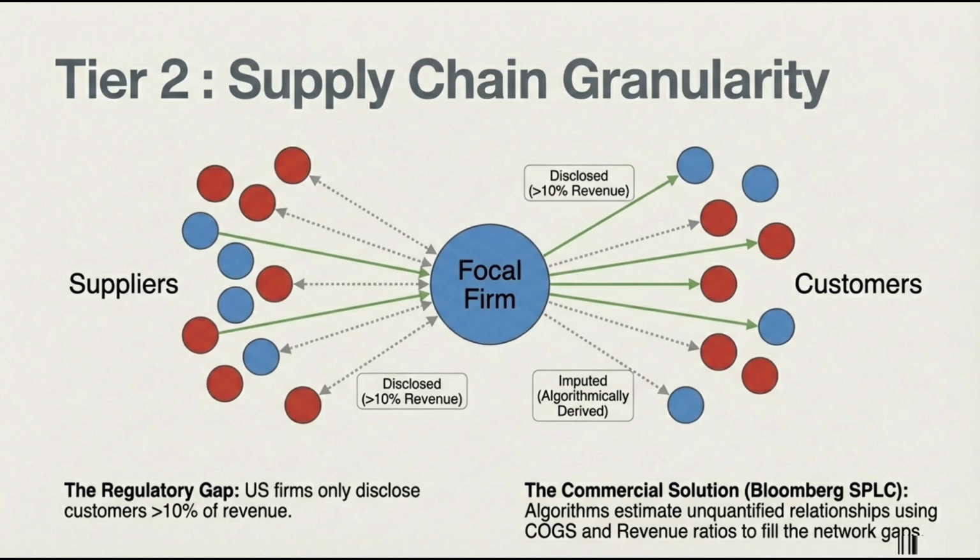U.S. firms often disclose only customers representing more than 10% of revenue. That means the observed network is incomplete by default. Commercial providers like Bloomberg SPLC try to fill in those missing links by using algorithms and accounting information such as cost of goods sold and revenue ratios. So the network we see in practice is partly observed and partly estimated.